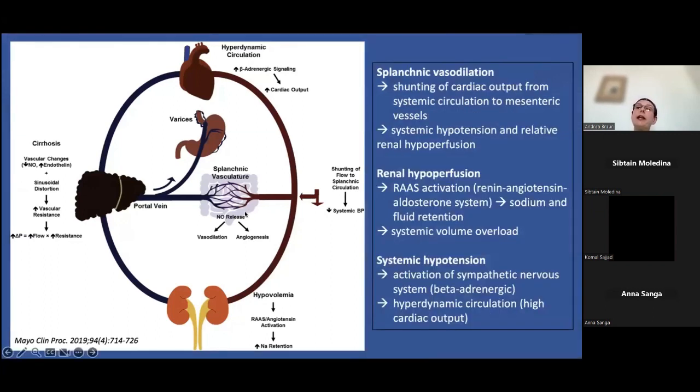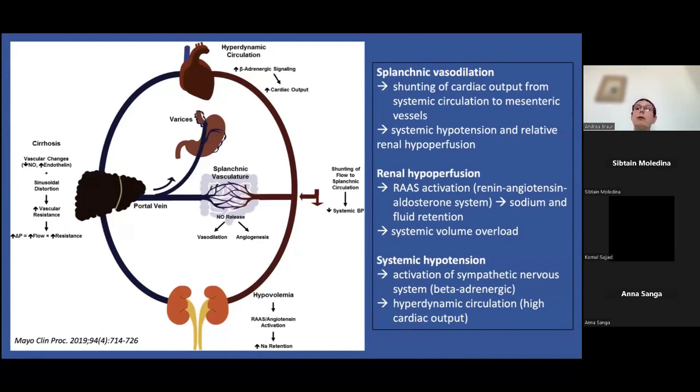The splanchnic vasodilation additionally leads to shunting of cardiac output from the systemic circulation to the mesenteric vessels. So you have more blood in your gut, basically, and that means you have less blood volume in other organs, like the kidneys. And that leads to the renal hypoperfusion and systemic hypotension. That's why if you have a cirrhotic, they all have baseline low blood pressures.